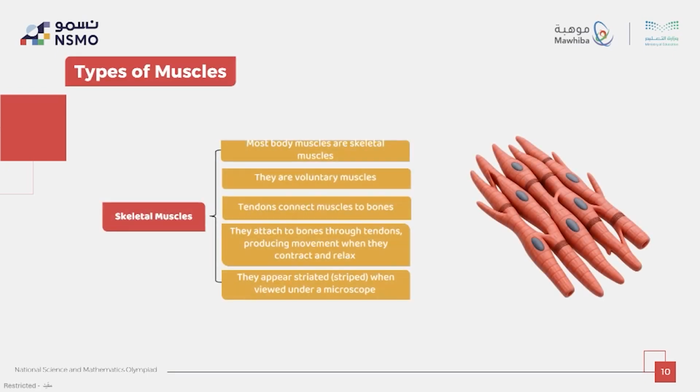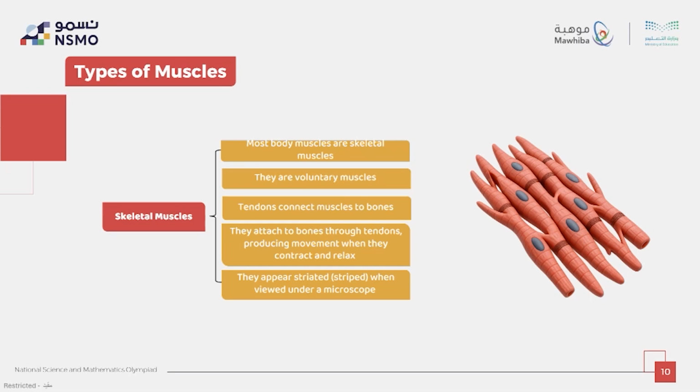Okay, let's move on to another subject, which is muscles. The first type of muscle is skeletal muscles. They make up most of your body mass and allow voluntary movements like walking, writing, and smiling. These muscles are connected to bones by tendons, and when they contract, they pull the bone to create movement.